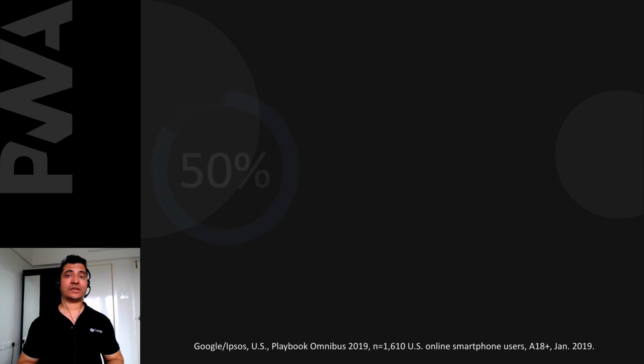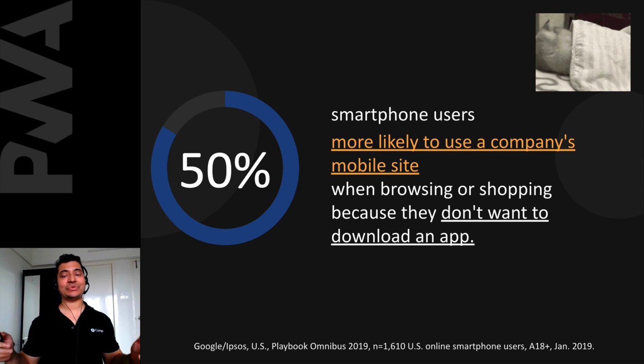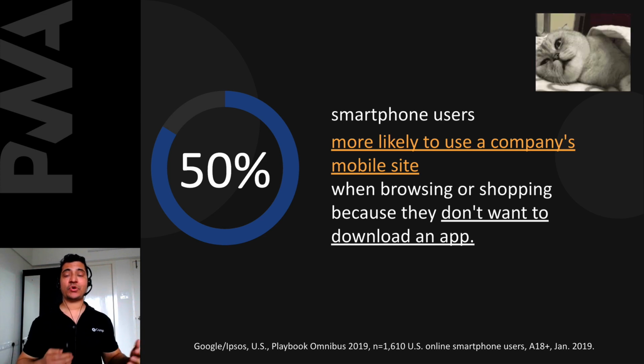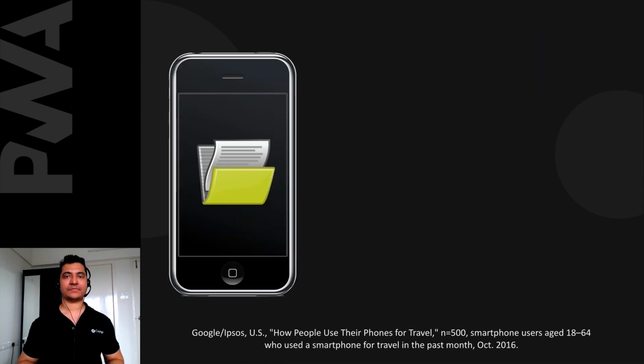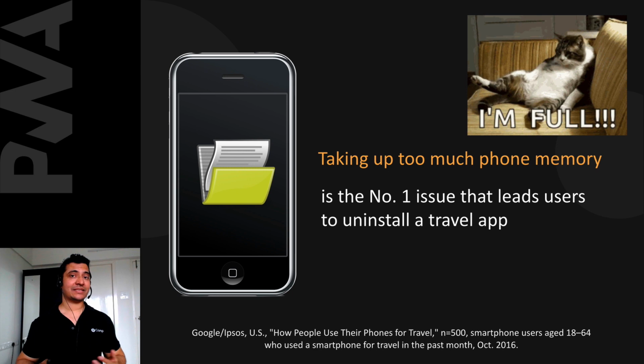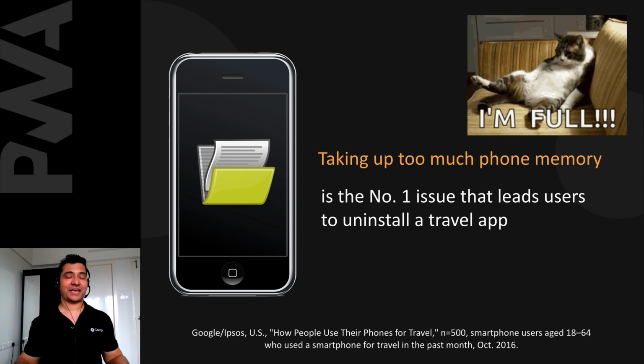It's also been observed that 50% of the smartphone users are more likely to use a company's mobile site when browsing or shopping because they don't want to download an app. And apps take too much phone memory. And that's the number one issue that leads to uninstall those mobile applications. You can see that the cat says, I'm full, sorry, I can't have more.